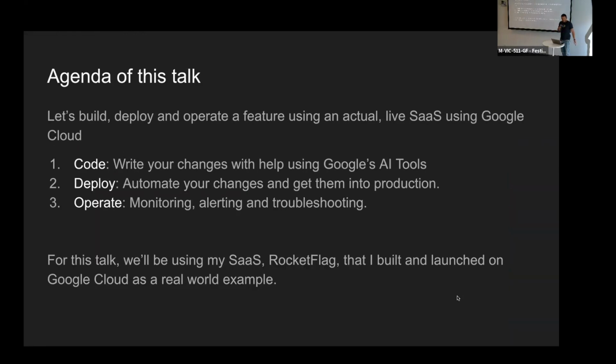What we'll do is walk through the flow of building a new feature, getting it out into some kind of production or test environment, and then operating or monitoring that feature. For this example, I've built a SaaS called Rocket Flag, which is a feature flagging tool, and I built it on GCP, so we can use that as a real world example.